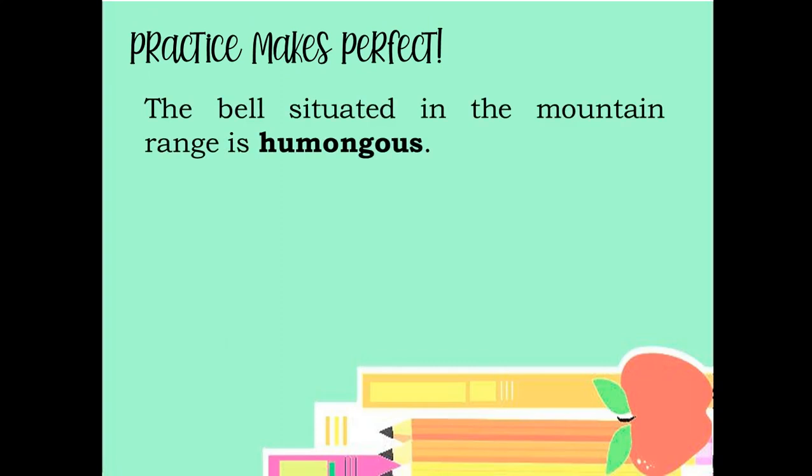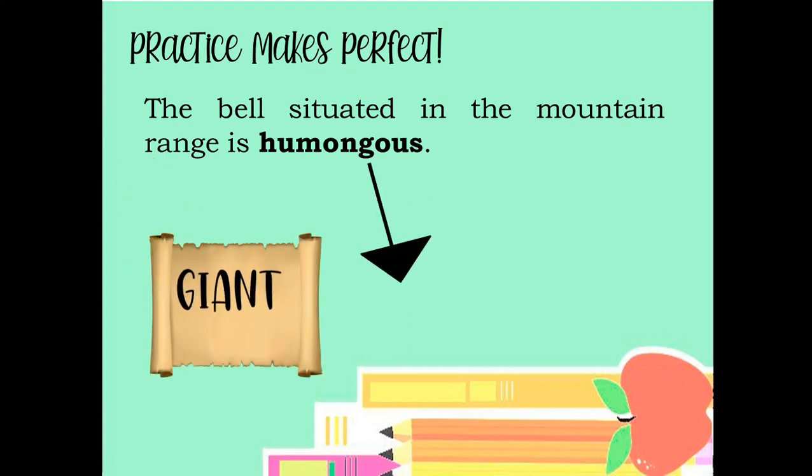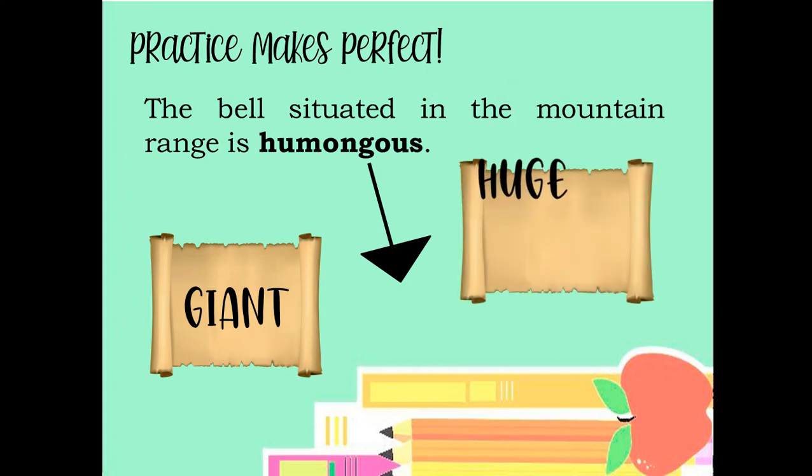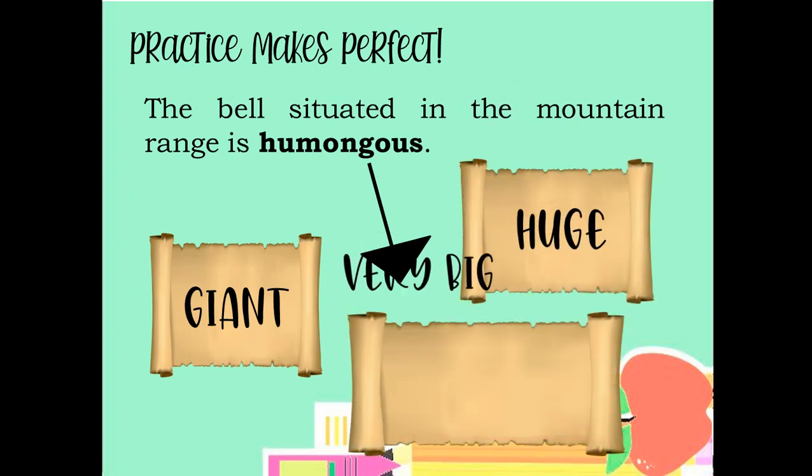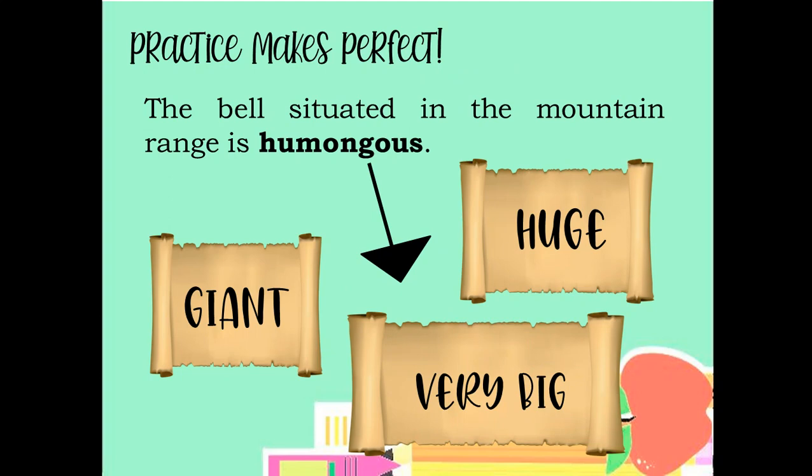Now, let's do another practice. The bell situated in the mountain range is humongous. We have the term humongous. What would be the particular term that we can identify? It can be giant, huge, and very big.